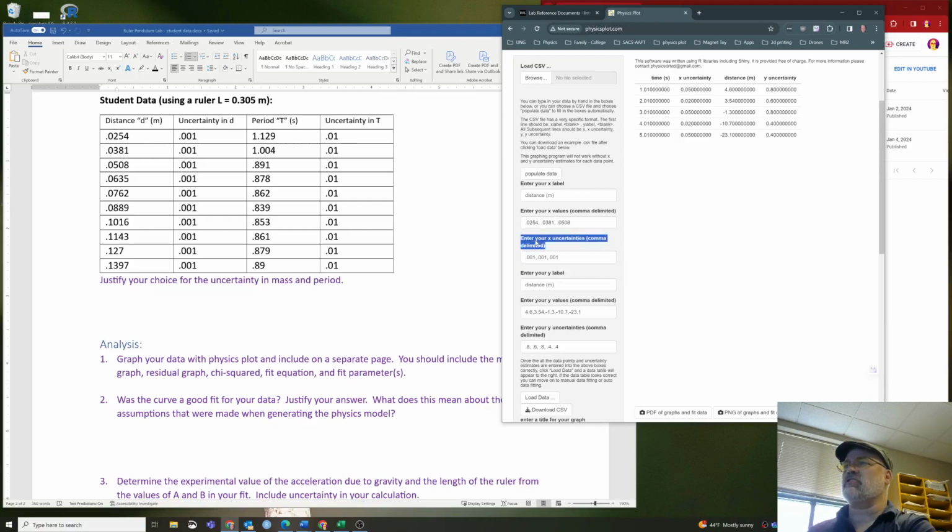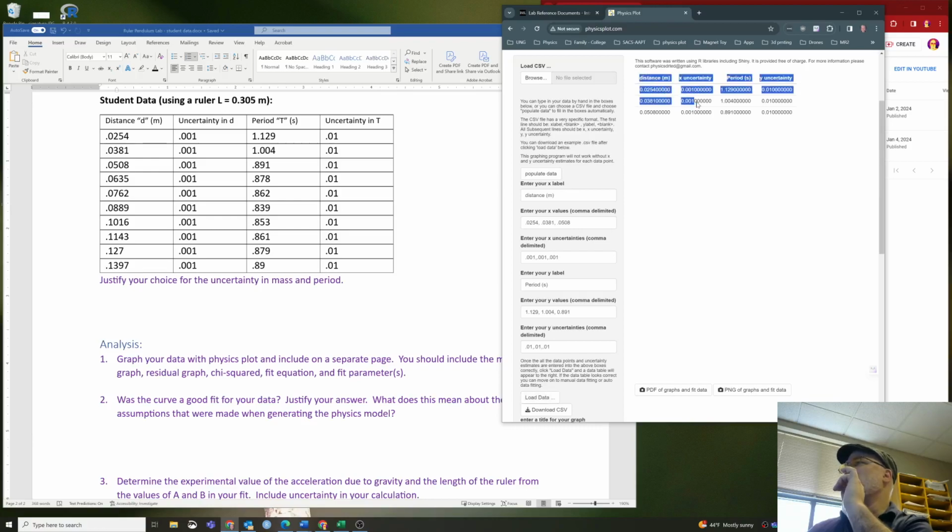Next thing we do is put in our uncertainties. We have to type them all in because they could all be different. So if they're all the same, you just have to type it in over and over and over again. The y-axis is going to be my period measured in seconds. And my first three values there are 1.129 and 1.004 and 0.891. And my uncertainties are 0.01, comma, 0.01, comma, 0.01. And I hit load data.